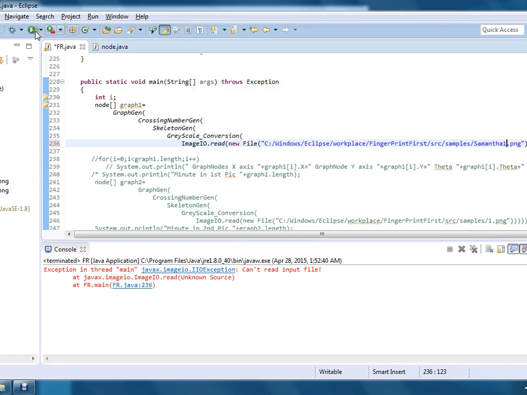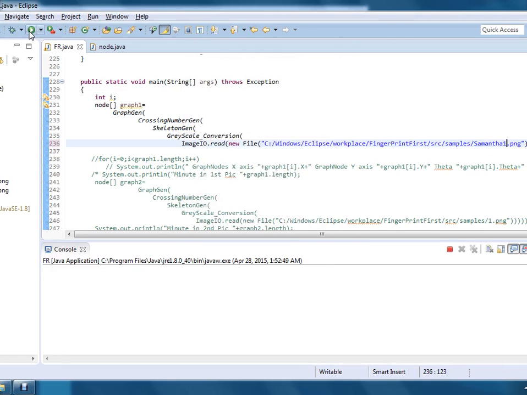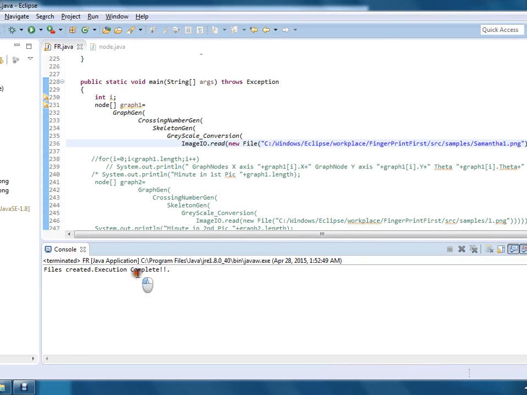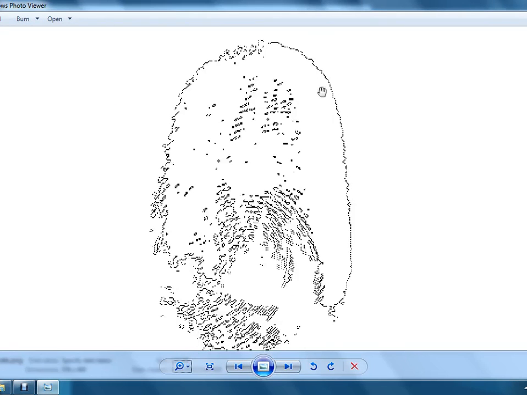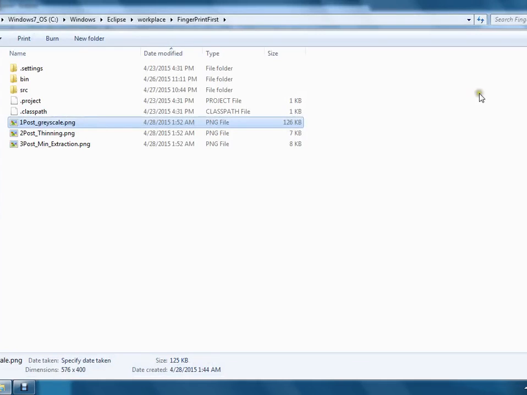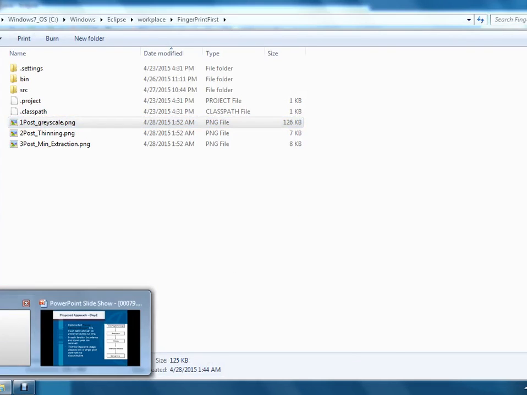Okay, I gave the wrong name. Alright, so the file is created. Going there. After the gray scale, here is the image after thinning. Here we can see that the width of the ridges and all the minutiae is singular. Now, moving on to the presentation.